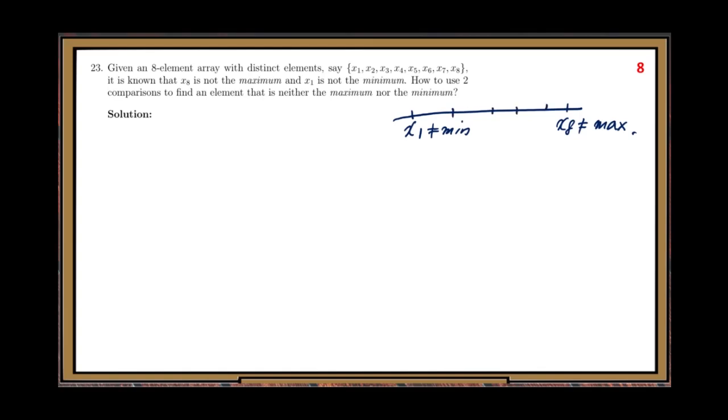And we look at other elements. Our goal is that we can only use 2 comparisons. You cannot use more than 2. So each comparison, we need to use carefully.